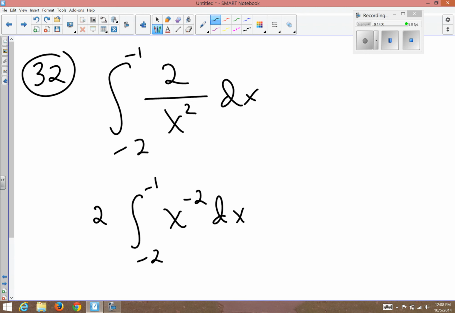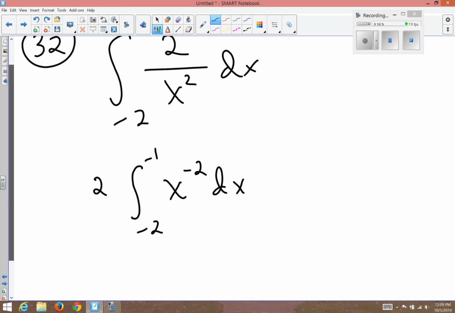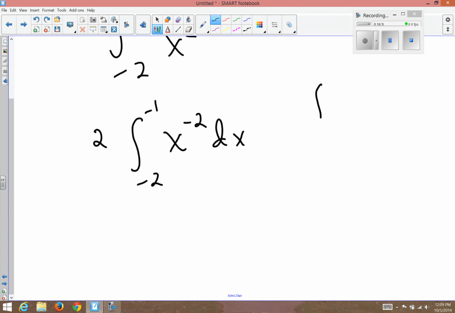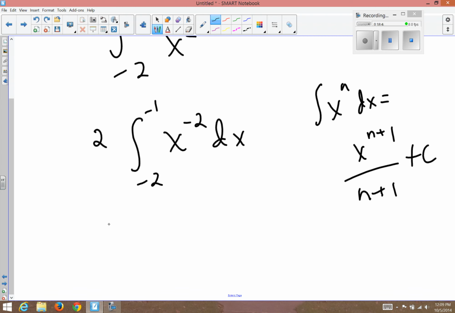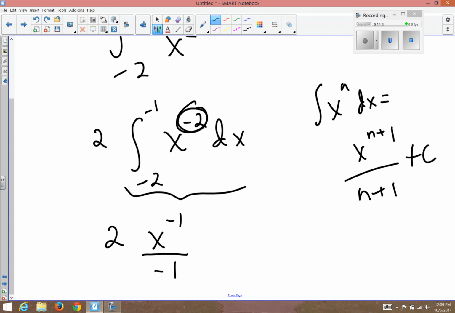And now we're going to use the first formula on your sheet of integration formulas. It says the integral of x to the n dx is x to the n plus 1 over n plus 1 plus any constant. So the 2 gets brought down. This integral is x to this number plus 1 over the same number I just wrote. Plus c is not used here. Instead we use a bracket with negative 2 and negative 1 attached.